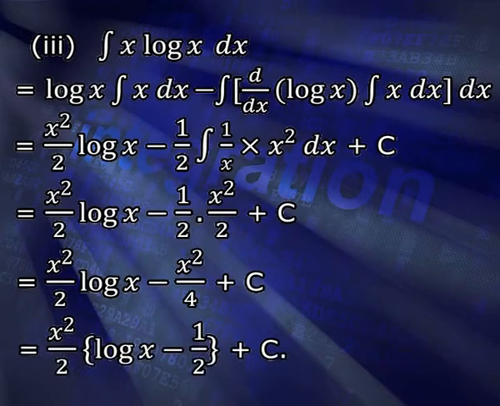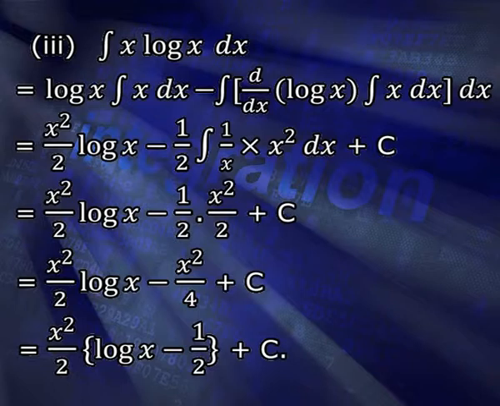Let's see the third one, integration of x times log of x dx. So this is equal to log of x times integration of x dx minus integration of, in bracket, d by dx log of x times integration of x dx, times dx. This is equal to x to the power 2 by 2 times log of x minus 1 by 2 times integration of 1 by x times x to the power 2 dx plus c. That equals to x to the power 2 by 2 times log of x minus 1 by 2 times x square by 2 plus c.